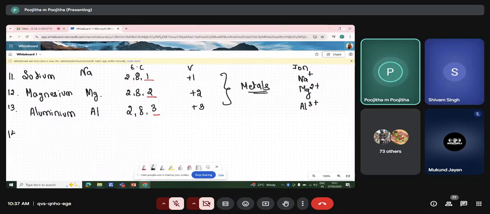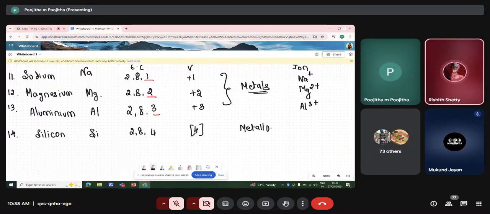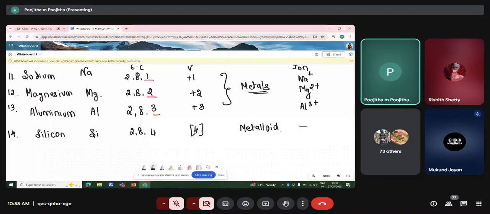Now moving on to the 14th element, silicon. Symbol is Si. Electronic configuration 2, 8, 4. It generally shares electrons like carbon. Valency is 4. What type of element is silicon? Metalloid.